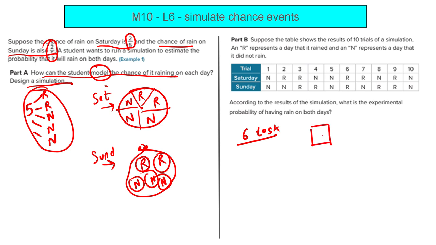Think, how many different outcomes does the number cube have? 6 different outcomes, because there are 6 numbers there, right? For all the 6 numbers, I can choose one task. So how can you simulate the 6 tasks? By choosing a number cube.